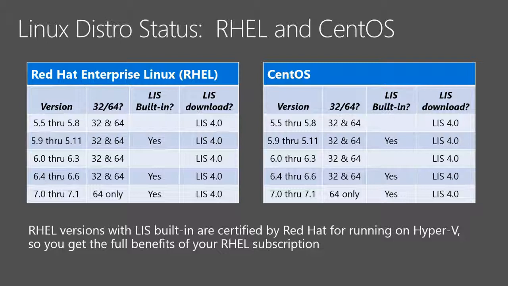The one thing to watch for from a Red Hat standpoint, what's certified is the version that has LIS built into it. That's what's gone through the Red Hat certification process that gives you the full support of your Red Hat subscription behind that. If you install LIS 4.0 into one of the supported Red Hat versions, that's not a configuration that has gotten Red Hat certification. So just be aware of that. But the changes that are in LIS 4.0, those are going to flow into the latest versions from Red Hat over time. That's something that we work with Red Hat on quite a bit to make sure that that happens.